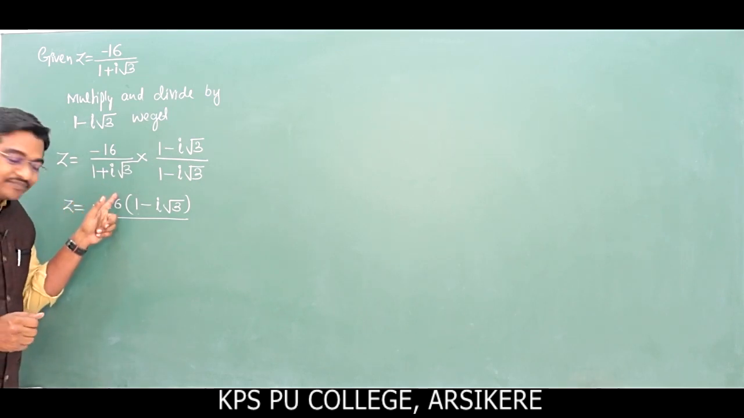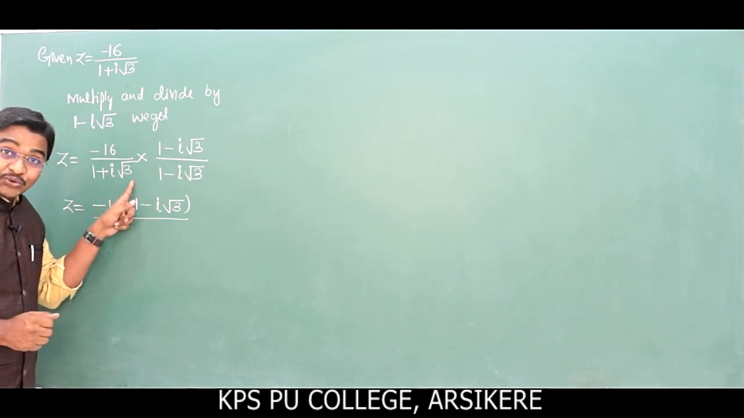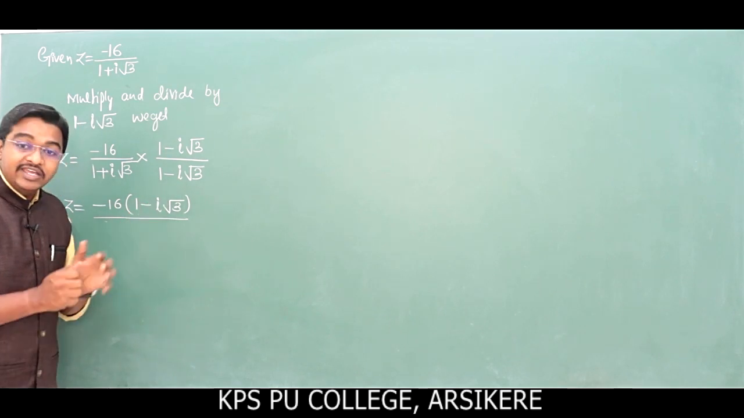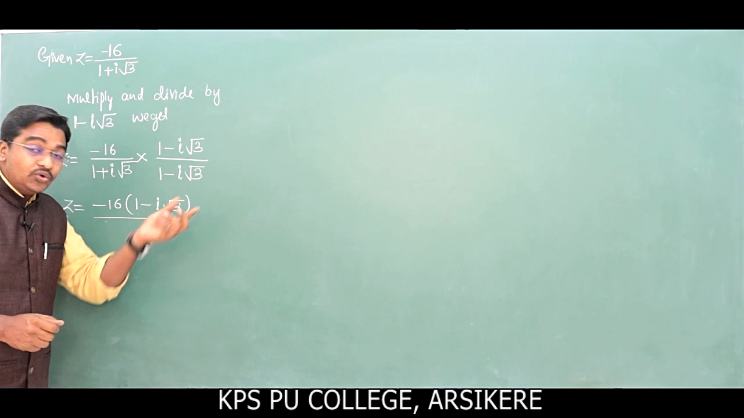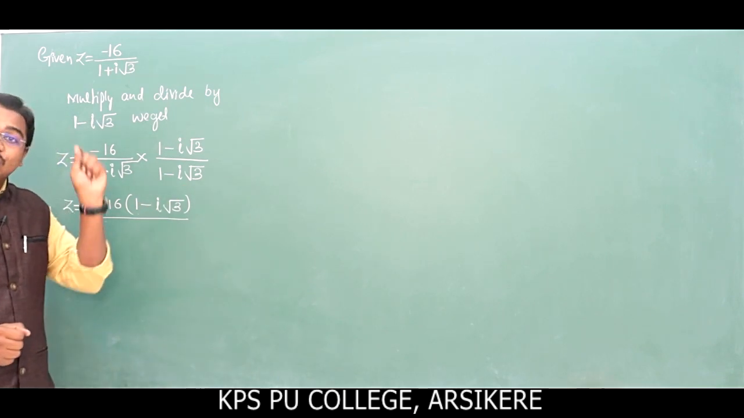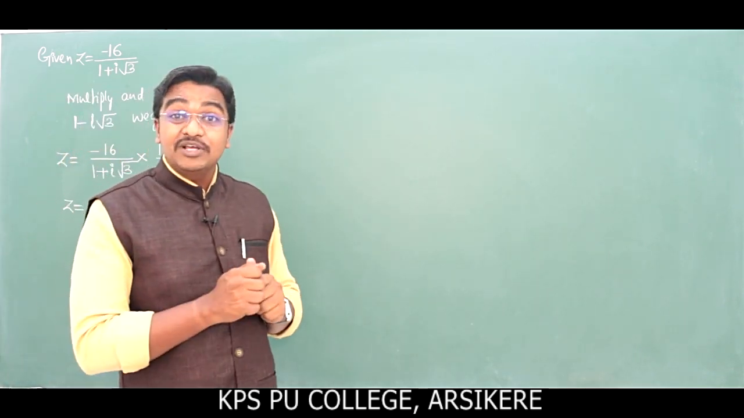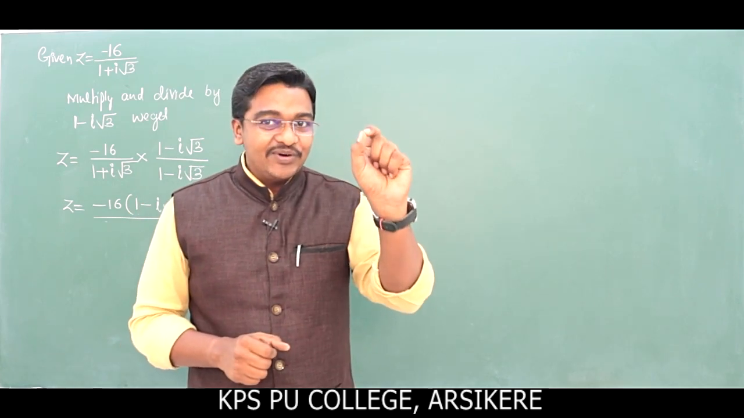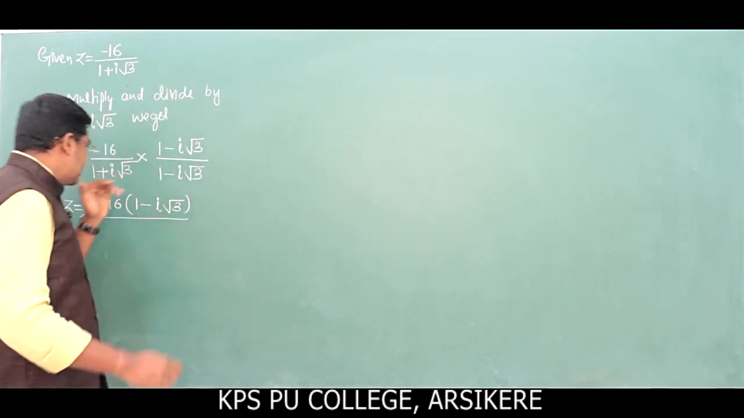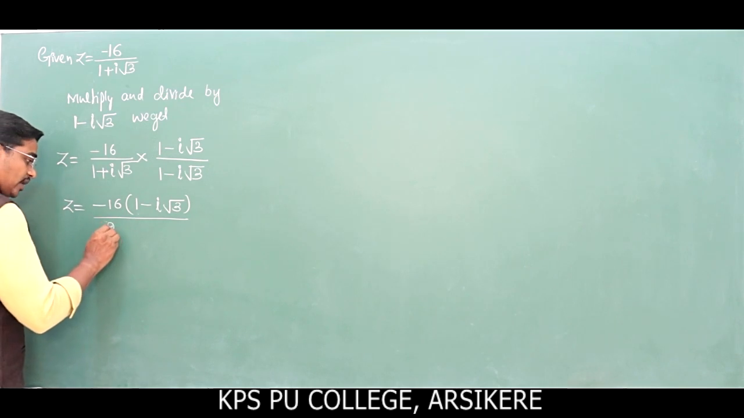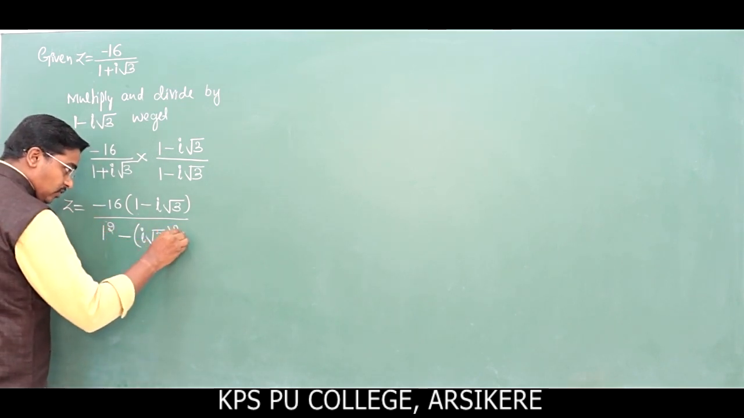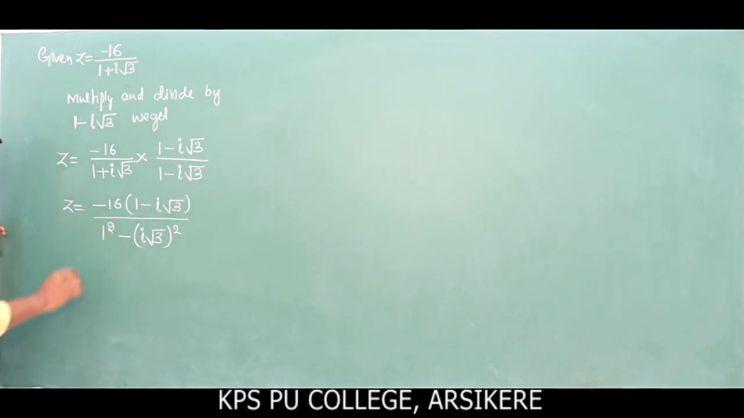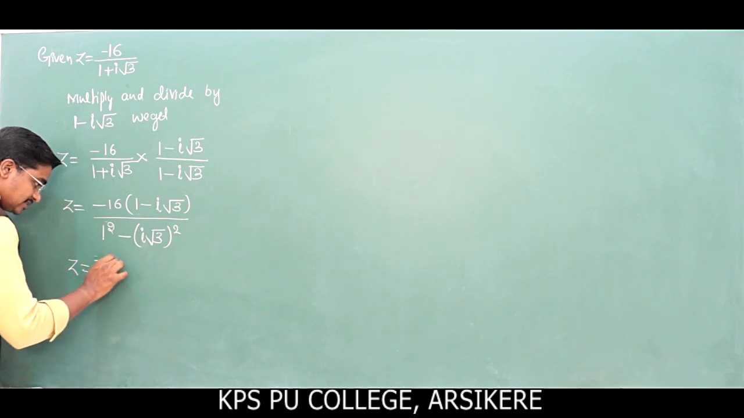What was the term? 1 plus i root 3, and here 1 minus i root 3. It is just like a plus b into a minus b. So what is the compact form of a plus b into a minus b? It is a square minus b square. So here also this reduces to 1 square minus i root 3 whole square, right?